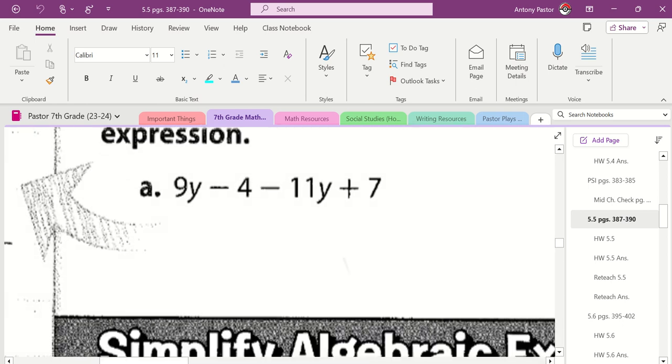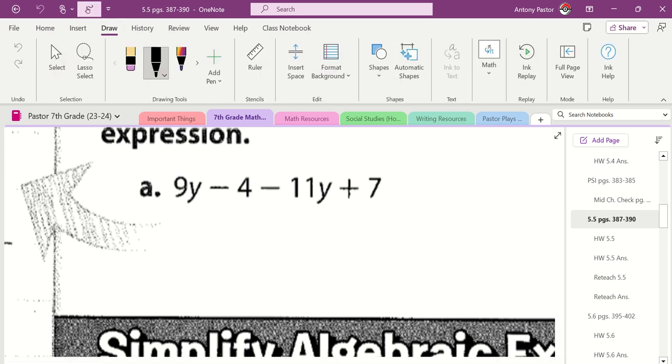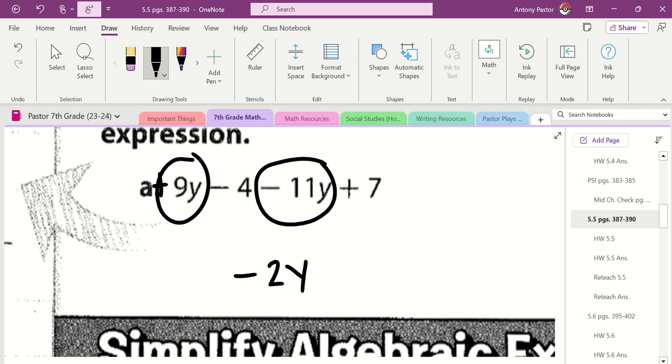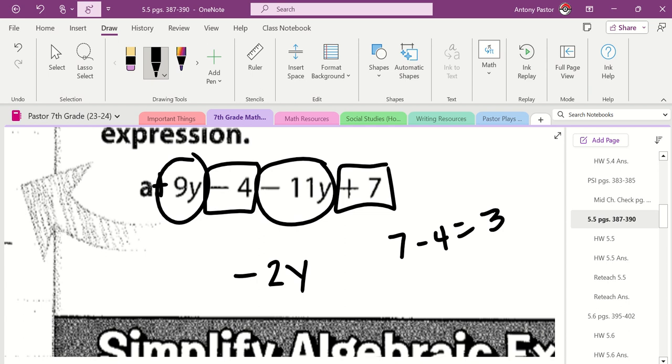We've got 9y minus 4 minus 11y plus 7. We're going to combine like terms. Now, when you combine like terms, the variables are going to be the first ones to be there first. So again, I have 9y, which means this is positive 9y because there was no negative symbol in front of it, minus 11y, which will give me negative 2y because 9 minus 11 will be negative 2. Then I have negative 4 and positive 7. Same thing as saying 7 minus 4, which would be 3. Therefore, it'll be positive 3. Negative 2y plus 3 is my simplified answer for that expression.